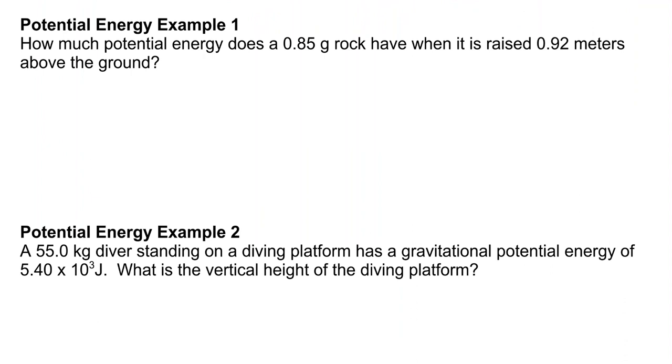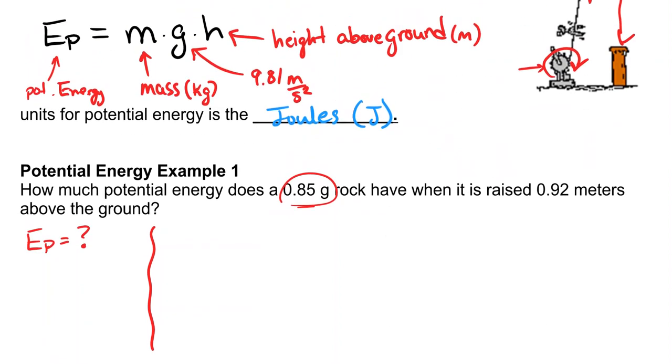Here we go. Potential energy number 1. How much potential energy does a 0.85 gram rock have when it's raised 0.92 meters above the ground? Okay, you know the drill by now. Squiggly line. How much potential energy? EP equals question mark. Does a 0.85 gram rock... Ooh, that's awkward. Uh-oh. What do you notice here? It's not in the right units. So this is in grams, and we need to convert it to kilograms.